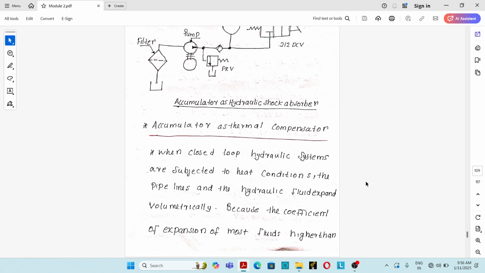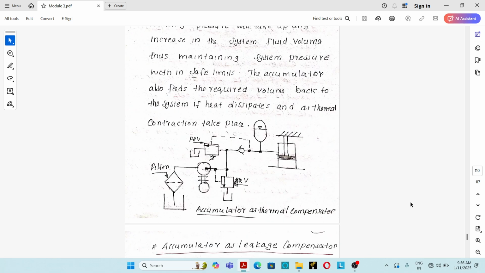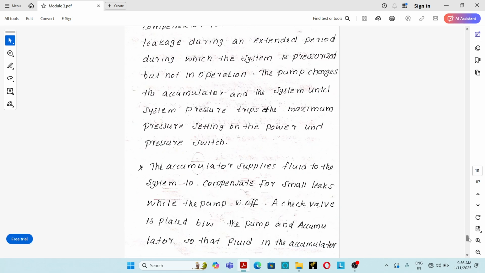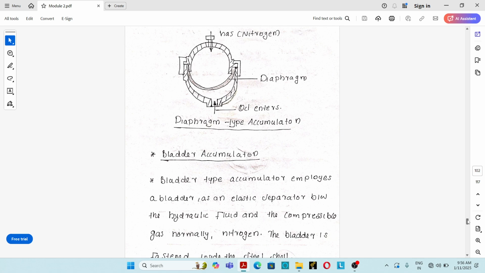So these are the main contents in module 2. In module 2, we have discussed the pump initially, positive displacement pump and non-positive displacement pump. Then the working principle of the positive displacement pump. In positive displacement pumps, we have discussed gear pump, vane pump, and piston pump. These are very important classifications of pumps: gear pump, vane pump, and piston pump. All are positive displacement pumps.